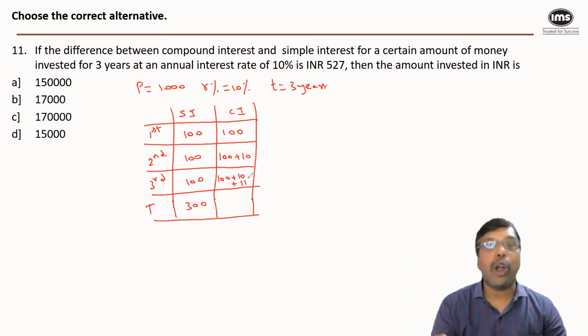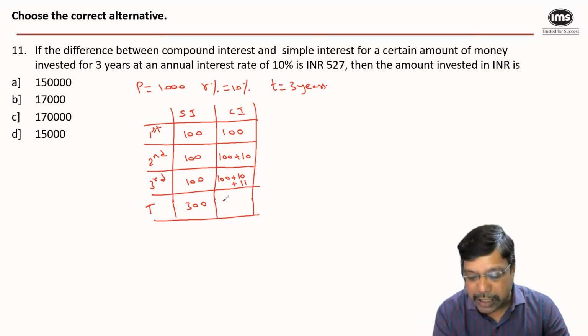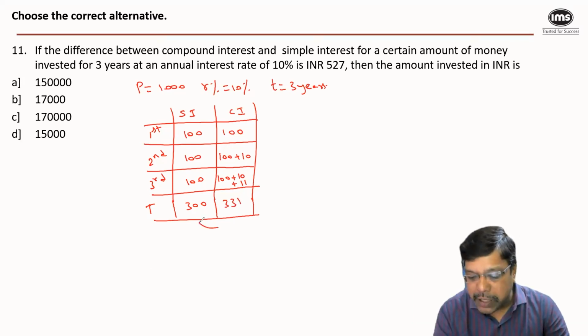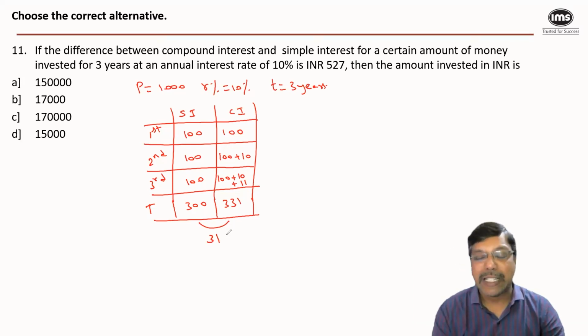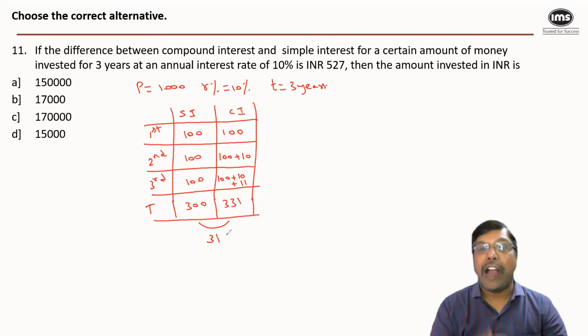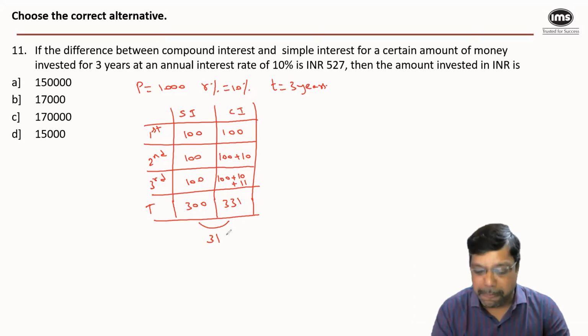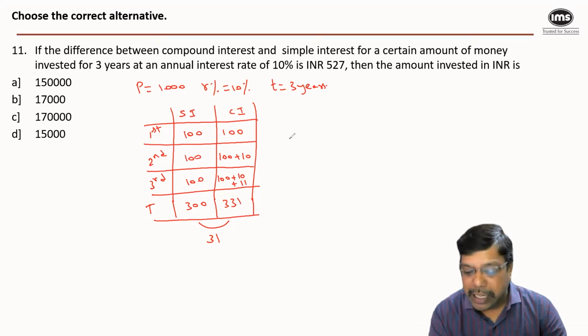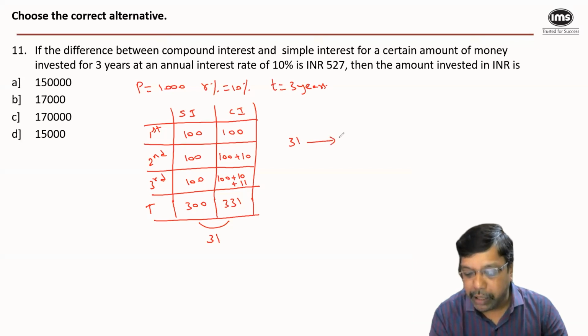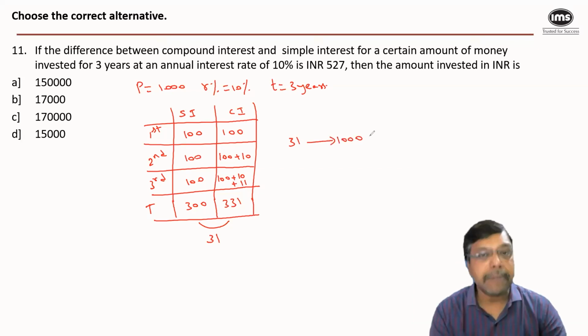Hence, the total compound interest for all the 3 years is 331. And if you observe, the difference between SI and CI is 31 rupees. Let me show you how we can use this by the property of comparison to find the principal in the question. So, if the difference is 31 rupees, the principal is 1,000.